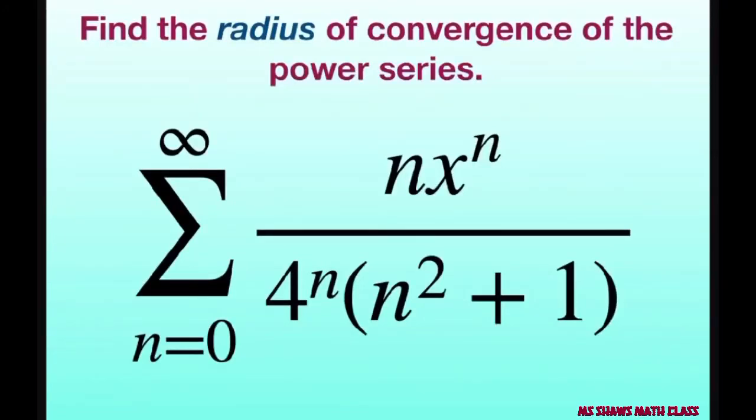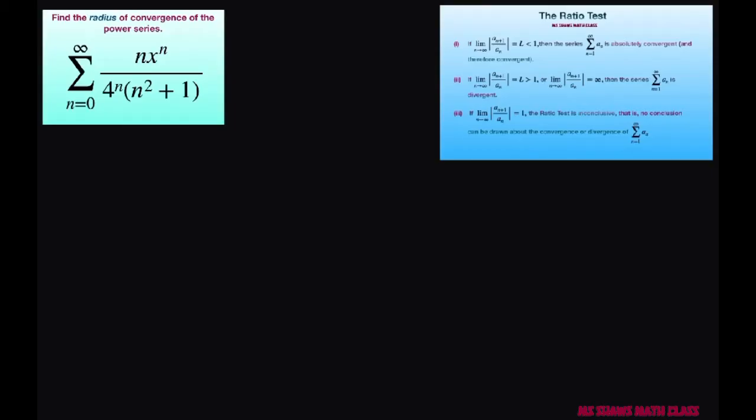Everyone, we're going to find the radius of convergence of the power series given here. We're going to use the ratio test given here and set our limit less than 1 to show convergence. If our limit is greater than 1, that shows divergence. And this ratio test is on my Facebook page because I know it's hard to see on the videos.